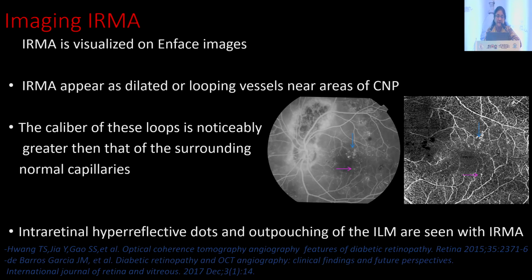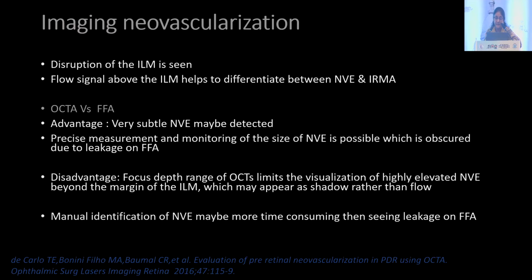IRMA is visualized on OCTA images, and they appear as dilated or looping vessels near the areas of capillary nonperfusion. The caliber of these loops is noticeably greater than that in the surrounding area. We can also image the neovascularization, and it basically is going to be identified by the disruption of the ILM. Flow signals above the ILM will help us to differentiate between NVE and IRMA.